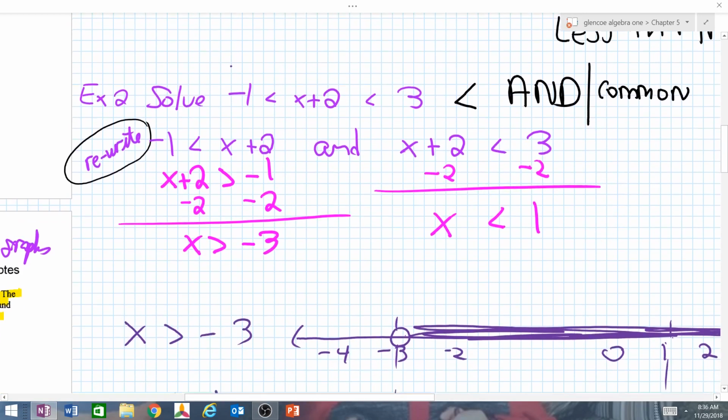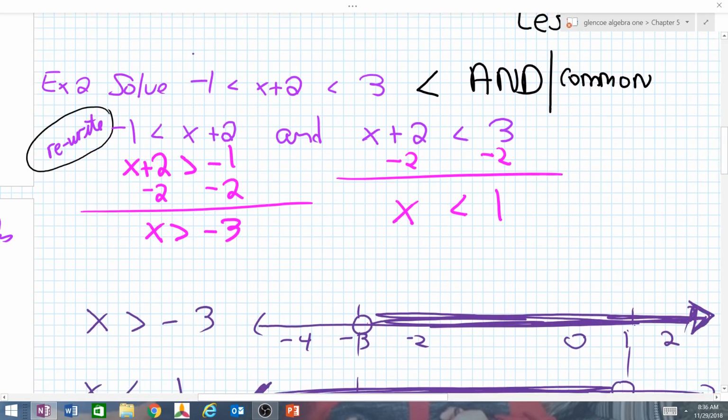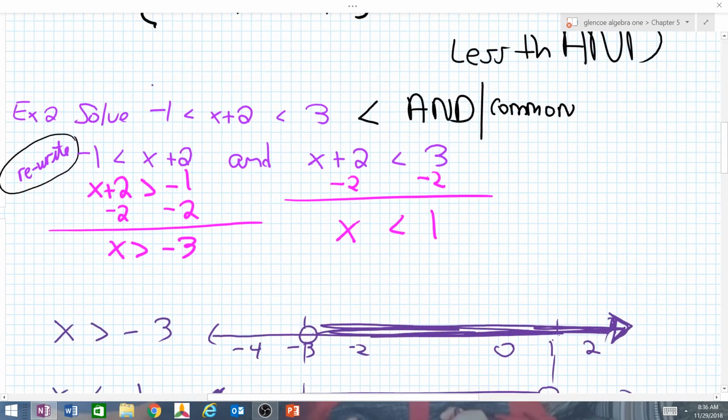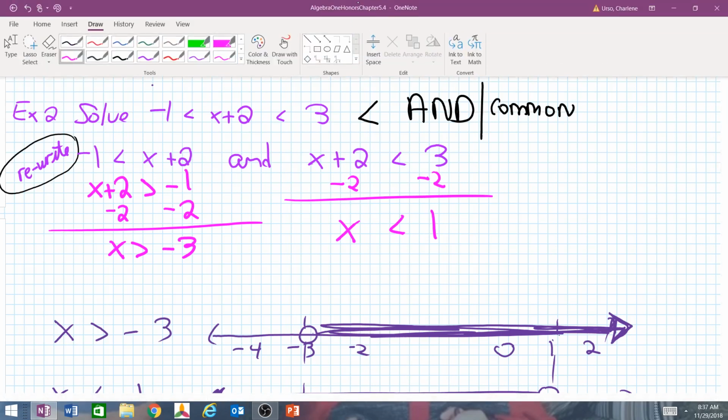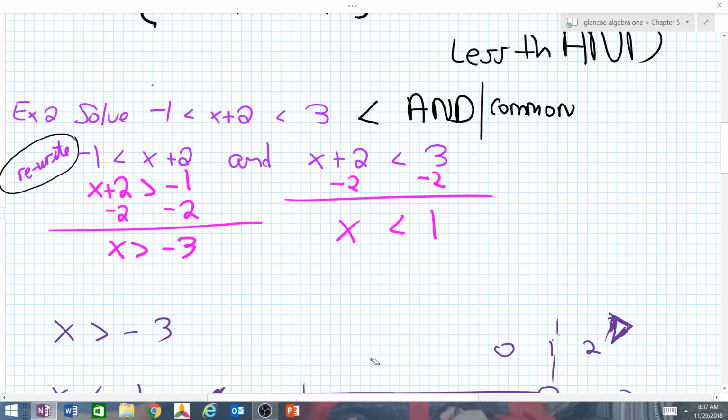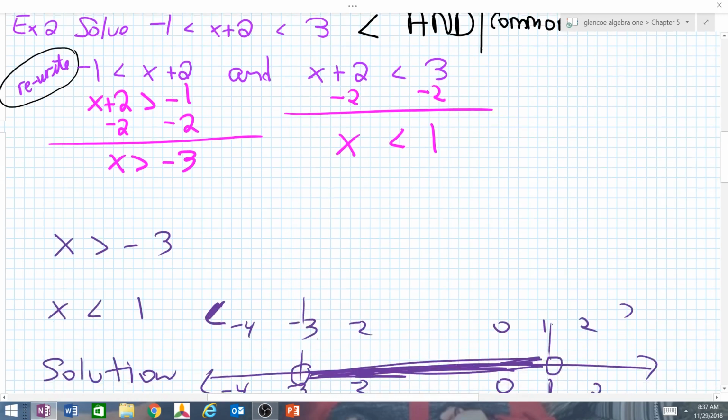So x is greater than -3 is going to be graphed with an open circle on -3 and everything to the right. Okay, let me just erase it, and I'll go nice and easy with you. So we have our two inequalities. We've rewritten them. Yes?